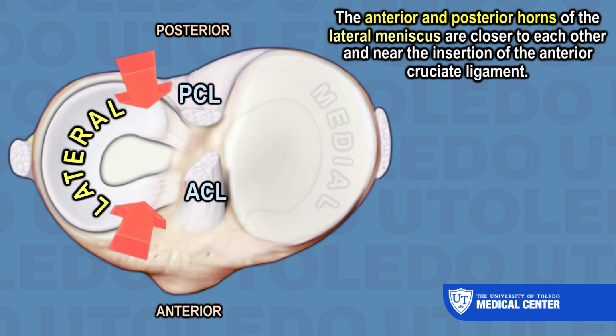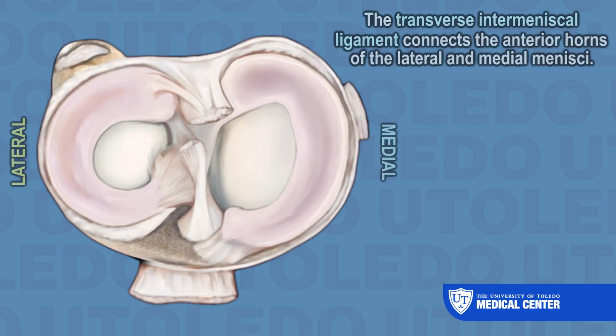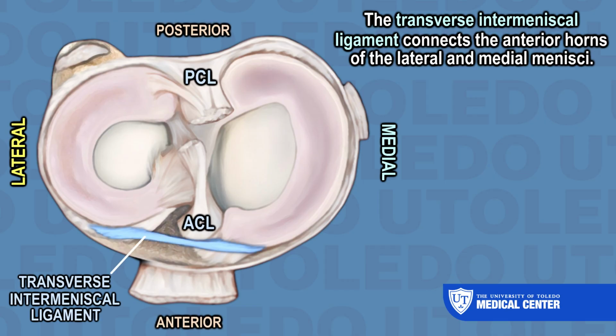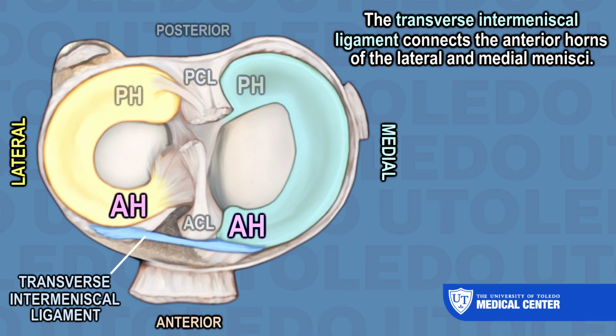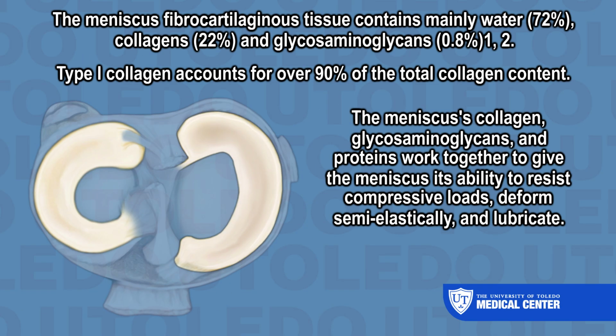The anterior and posterior horns of the lateral meniscus are closer to each other and near the insertion of the anterior cruciate ligament. The transverse intermeniscal ligament connects the anterior horns of the lateral and medial menisci. The meniscus fibrocartilaginous tissue contains mainly water, 72%, collagens, 22%, and glycosaminoglycans, 0.8%. Type 1 collagen accounts for over 90% of the total collagen content.